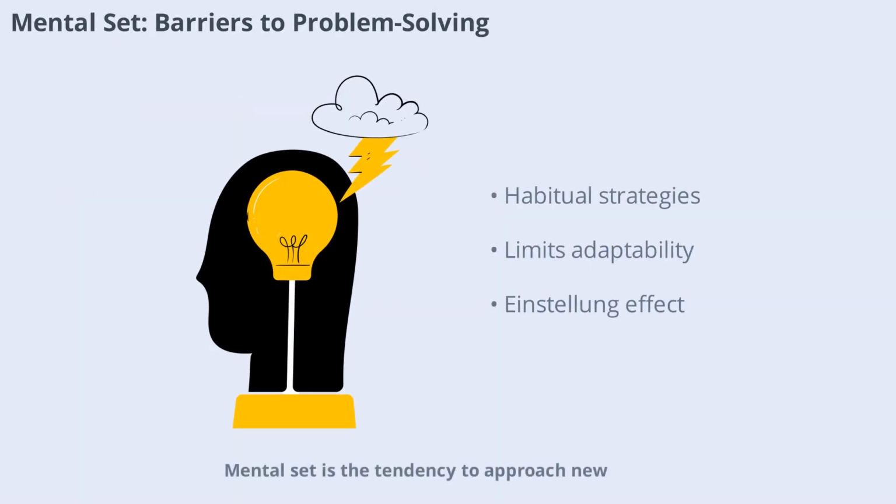Mental set is the tendency to approach new problems using strategies that worked in the past, even when they are no longer optimal. Luchins' water jug problems demonstrated that people often stick to complex formulas even when simpler solutions exist. This Einstellung effect can limit our ability to adapt and find better answers. Overcoming mental set requires flexibility and willingness to try new approaches.